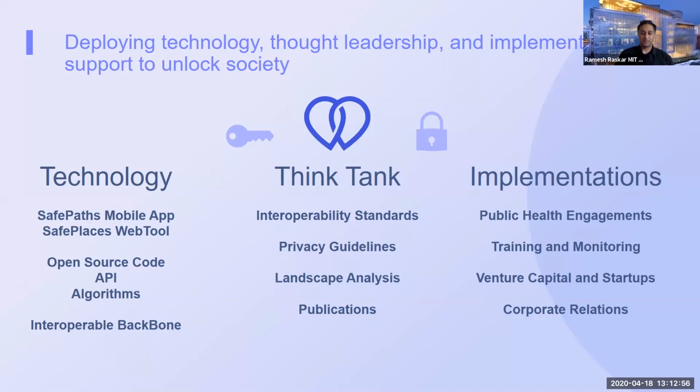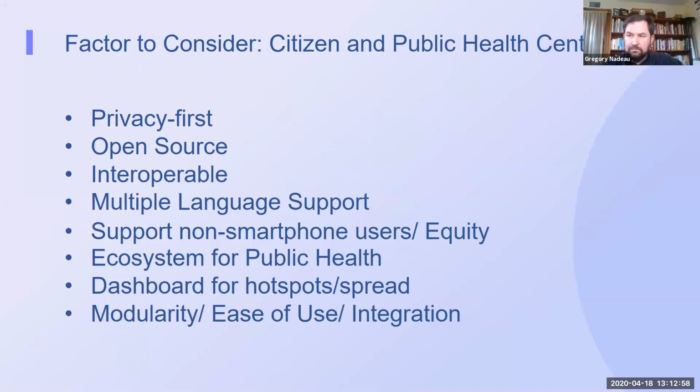If you're a public health entity, these are the factors you should consider as you're choosing your next software. It has to be privacy first, it should be open source, it should be interoperable, it should support multiple languages, it should also support non-smartphone users so that equity and inclusivity is important. It should be built with an ecosystem of public health. It should provide dashboards for hotspots and spread, not just a citizen-centric solution.